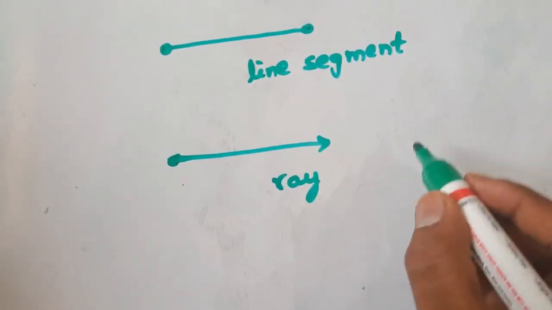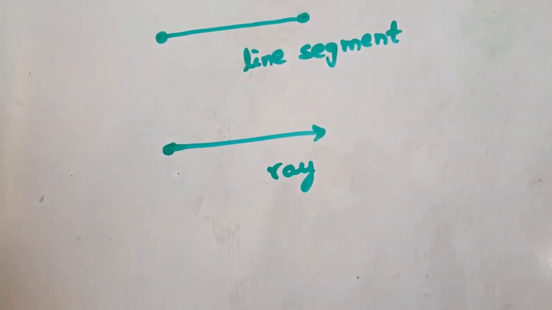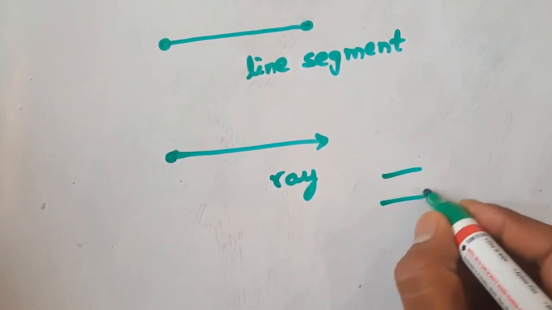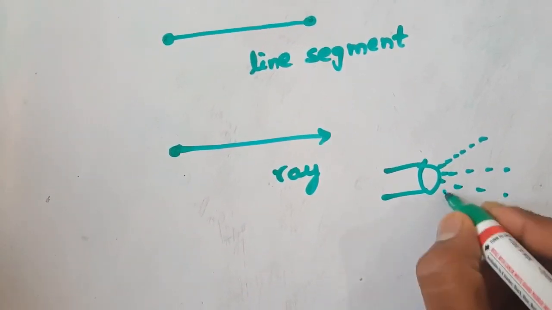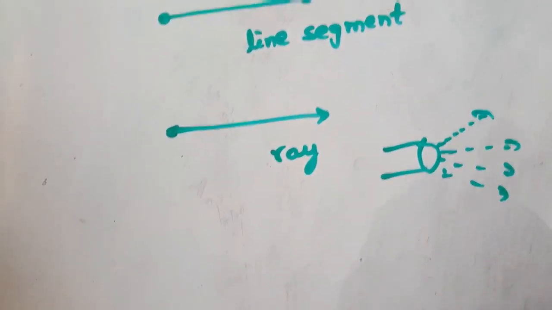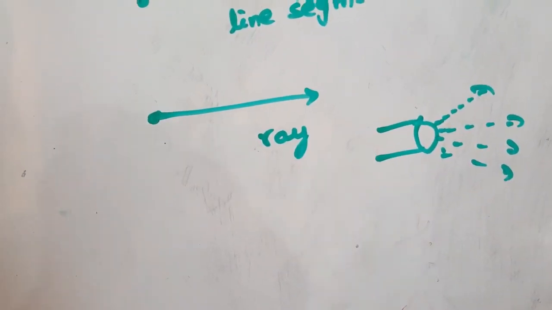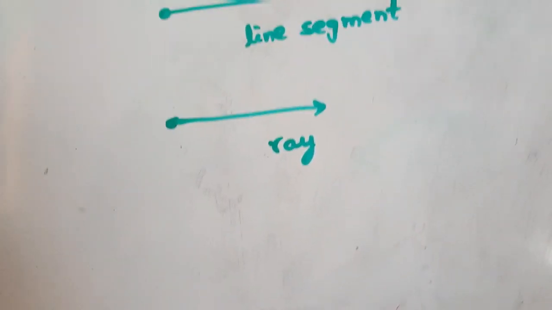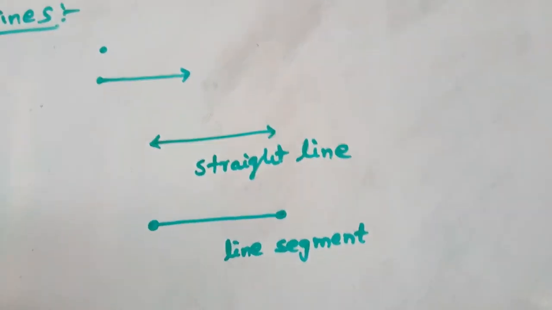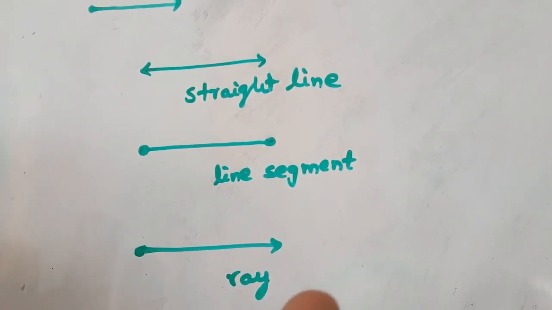An example for a ray is a torchlight. We call them light rays. From the torch, rays will go like this. One end is fixed, one more end is moving. So this is the example for a ray. The side of a square is an example for a line segment. This is all about lines.